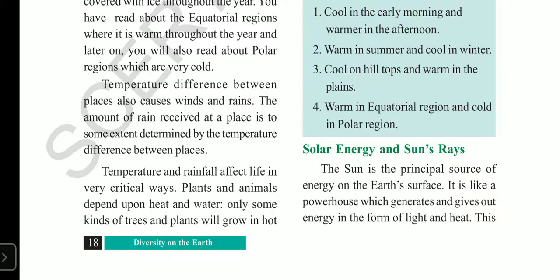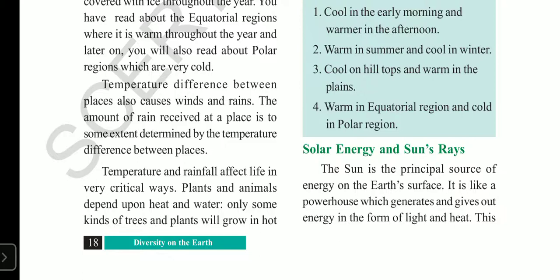So between these two places the temperature difference is there. For example, at one place it is 40 degrees Celsius. Assume that. Nearby, another place has a temperature of about 30. So how much difference is there? A 10 degrees centigrade difference is there. This 10 degree centigrade difference between these two places will cause winds and rains.